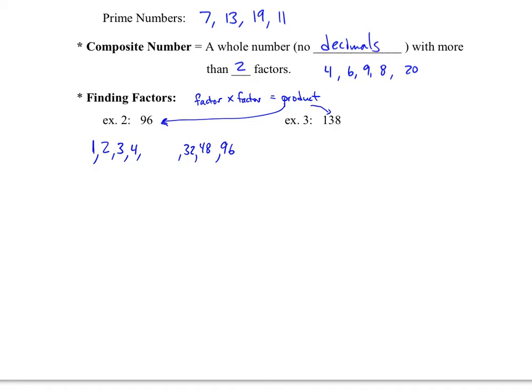I might run out of room in my middle. 24, 8 and 12, 6 and 16.